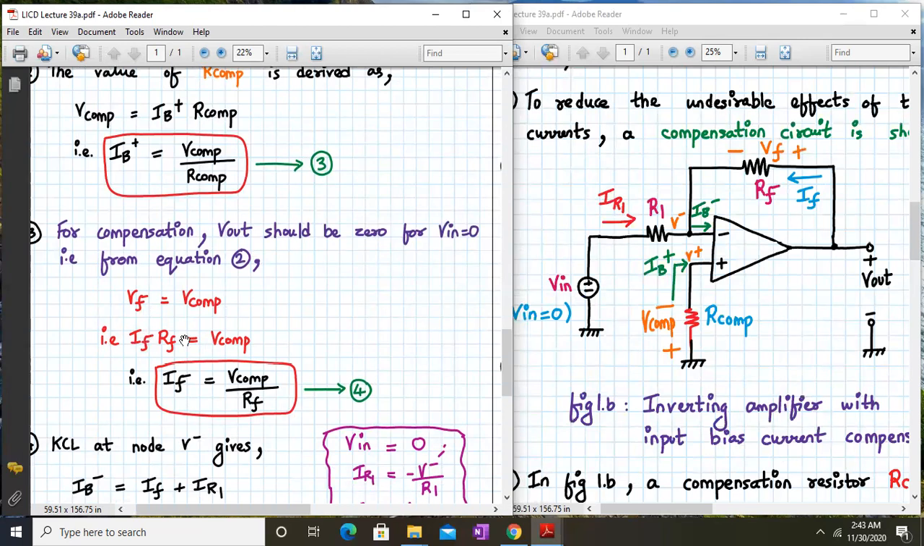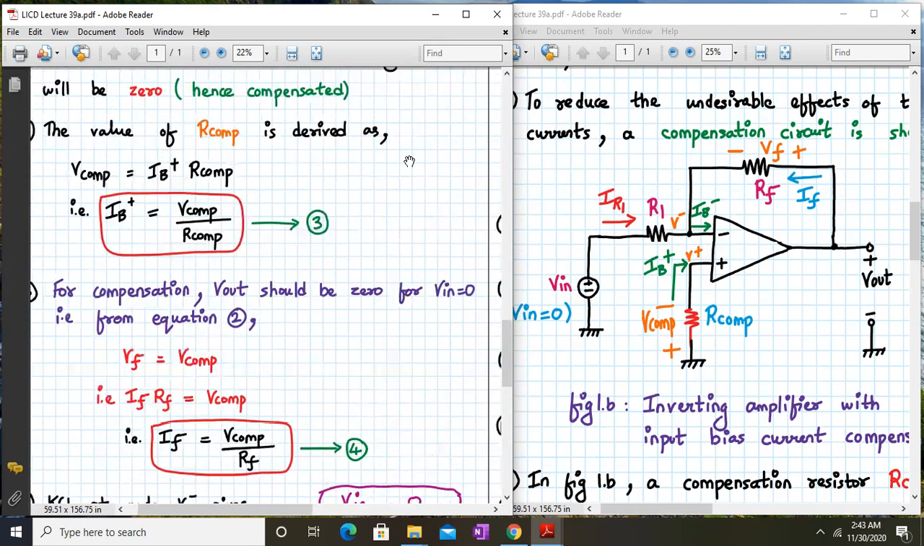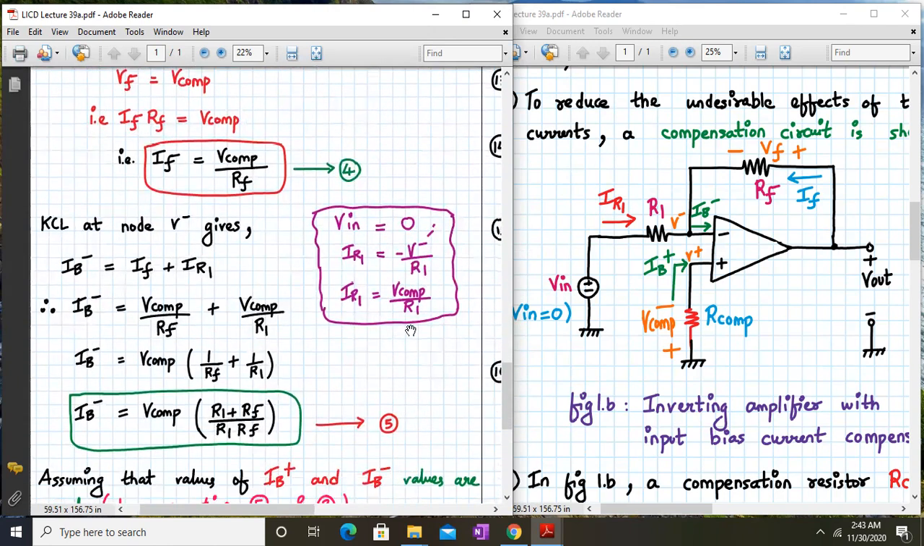So VF will be IF into RF. Yes, it will be equal to VCOM. So IF will be VCOM upon RF, which is equation number 4. Okay. Next, we apply the KCL at node V minus. So that will be IB minus is equal to IF plus IR1. Correct. And for V in equal to 0, what will be IR1? IR1 will be 0 minus V minus upon R1. And V minus was equal to minus VCOM.